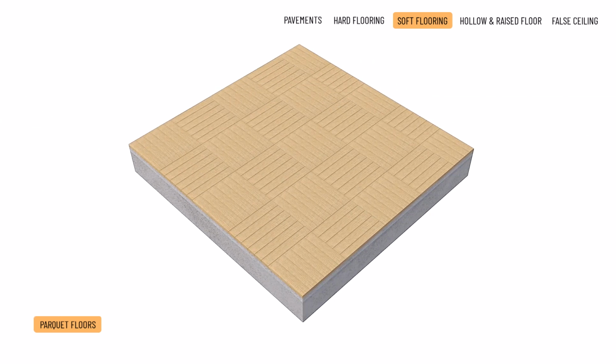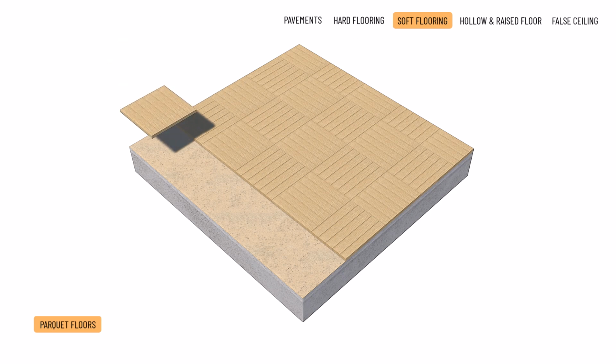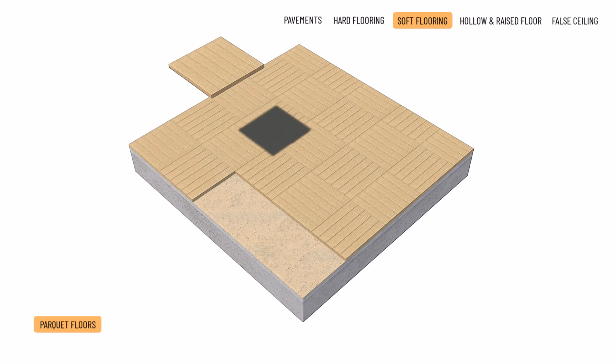Modern parquet strips are glued directly to a continuous and even subfloor. These elements may be connected by butt joints, tongue and groove joints, or assembled into panels that are known as mosaic parquet.